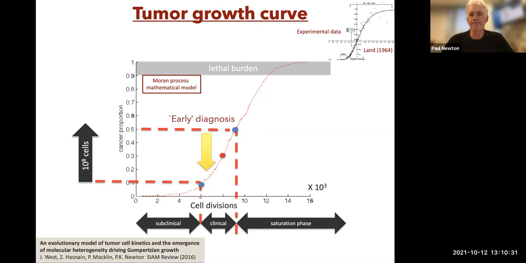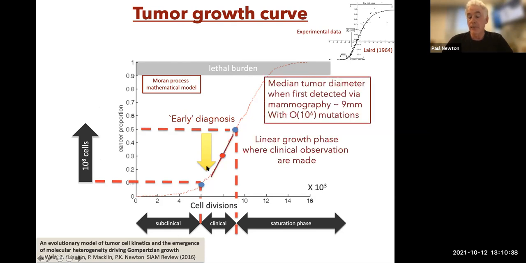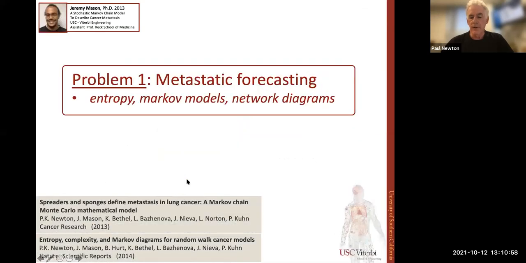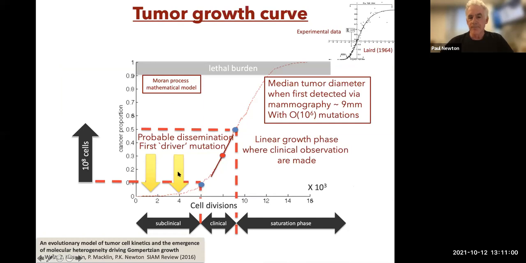From an oncologist's point of view, early diagnosis would be somewhere around here, and that would typically be the regime in which there's linear growth of the tumor. But the problem is the first driver mutation typically takes place way over here to the left. And there's probable dissemination into the bloodstream, let's say over here, way before the tumor is detected. So that's basically the challenge that oncologists face.